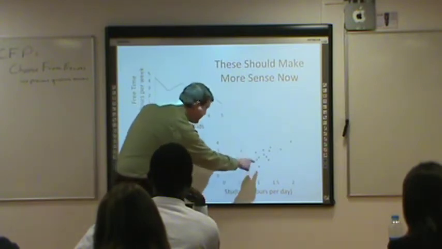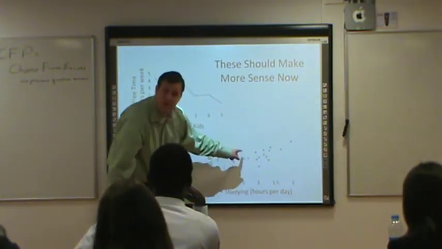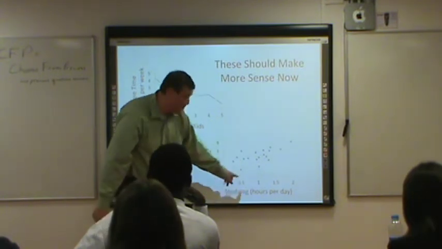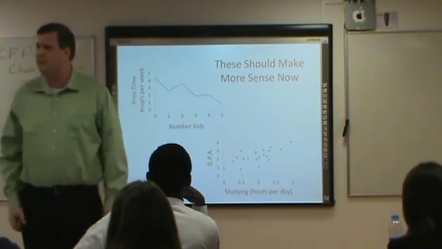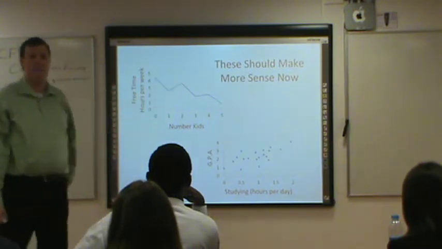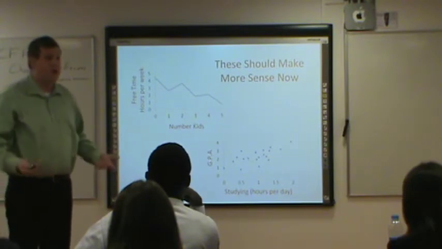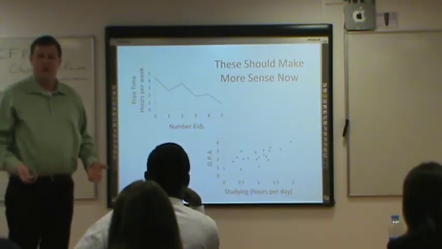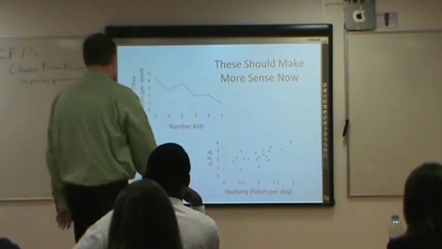Now, you see there's variability. So some people here, they don't study very much at all, but they have a really good GPA, and someone else who studies the same amount of time has a really low GPA, right? So there's some variability. But on average, what's happening? As the number of hours studying goes up, the GPA goes up, generally speaking.